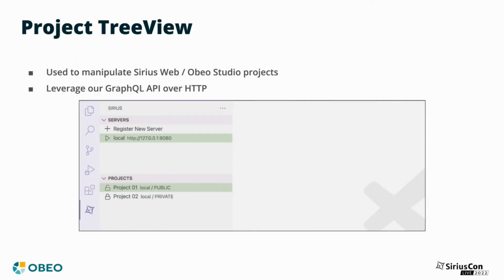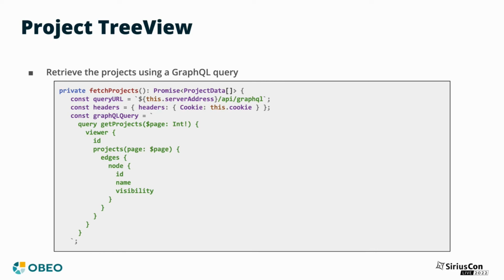So for the TreeView used to manipulate projects, for example, we are simply manipulating the GraphQL API over HTTP using Node.js, performing fetch requests. That would be the same thing to integrate with Obeo Studio. So here you have an example of a fetch request in which we will retrieve the list of the projects available on the backend.